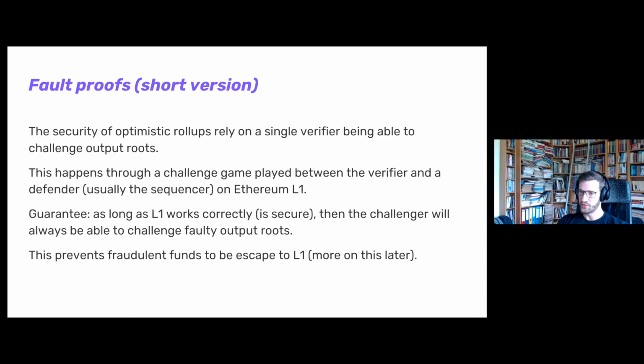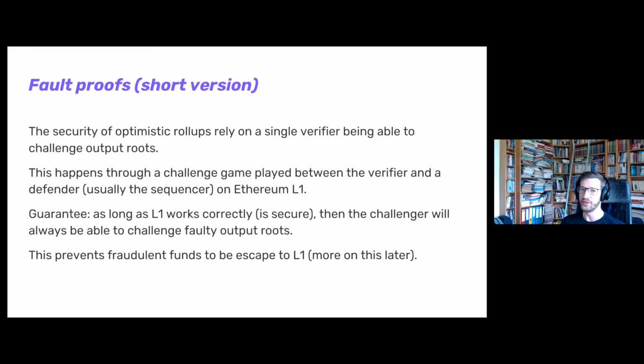So the way fault proofs work is through something called a challenge game, and it's played between a verifier and a defender. For now, we can assume the defender is always going to be the sequencer. And the game is played on an L1 smart contract. I will talk about the fault proof and the challenge game later, but what's important is the guarantee of this game: as long as L1, so Ethereum, works correctly, so nobody has taken over the network and is making it do crazy things, then the challenger will always be able to challenge bad output roots.